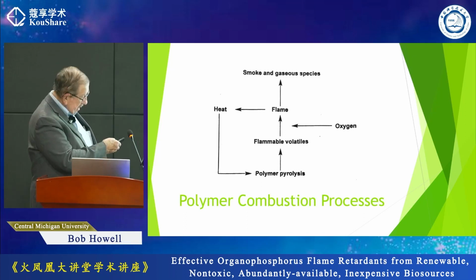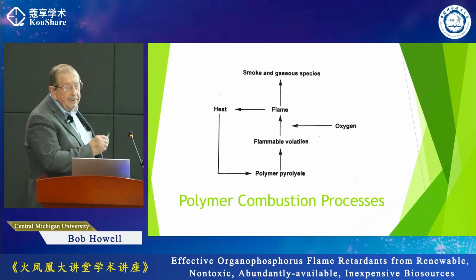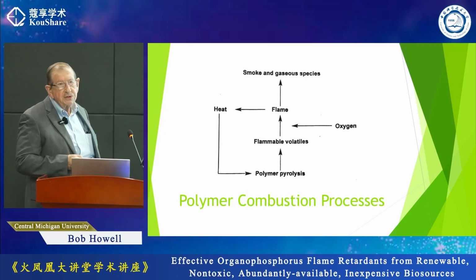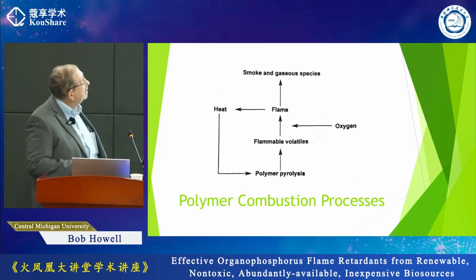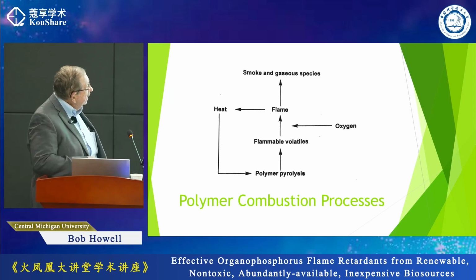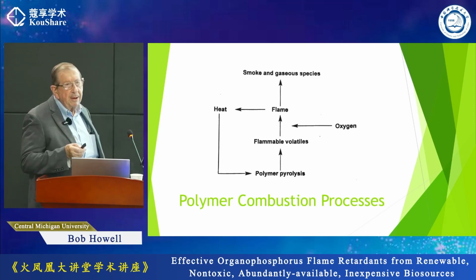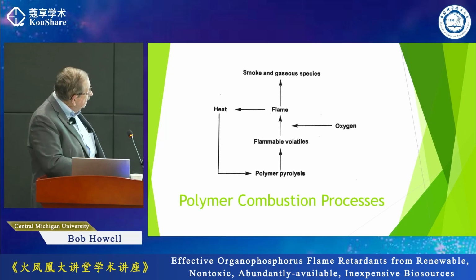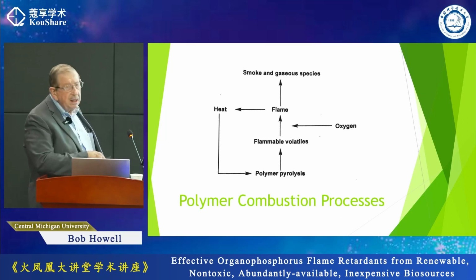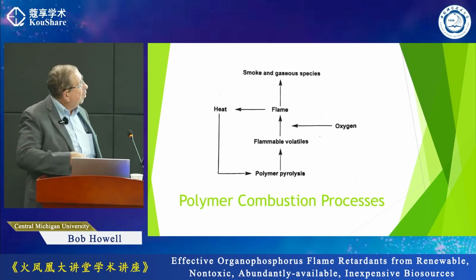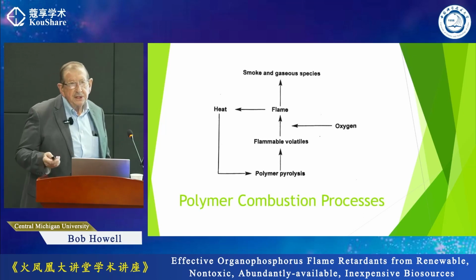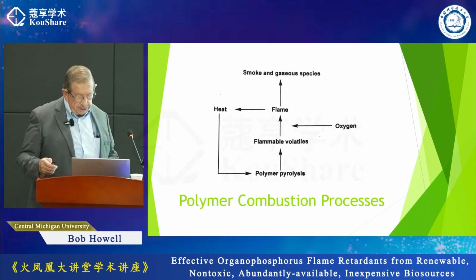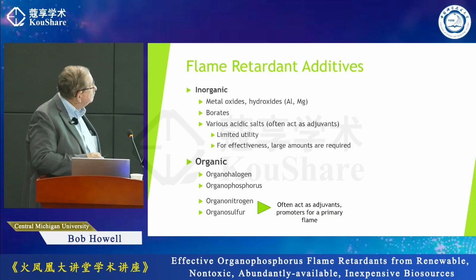The heat from the combustion process can feed back to the polymer. That enhances the rate of degradation, enhances the rate of fuel formation, and enhances the combustion. And so there are two opportunities where we can inhibit this process. The first is in the polymer phase, in the degrading polymer. That is, we can inhibit pyrolysis, or we can attack the combustion process itself, and so inhibit the important reactions that occur in the gas phase.